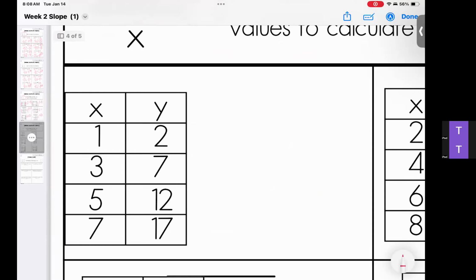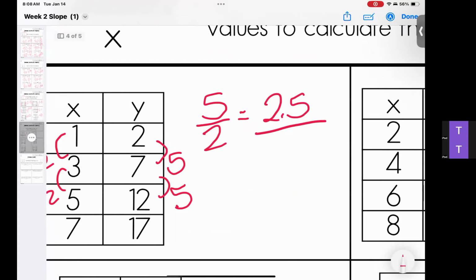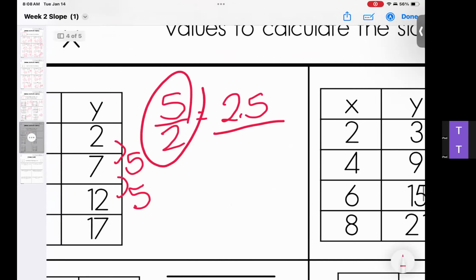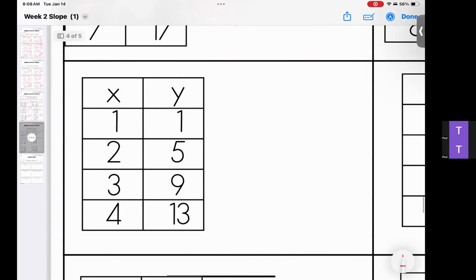All right, here we are moving up 5. Here we are moving up 2. So we have 5 over 2, or you could say you have a slope of 2.5. If you left it as 5 over 2, that's totally fine. 6 all the way down. 2 all the way down. 6 over 2 gives us a slope of 3.